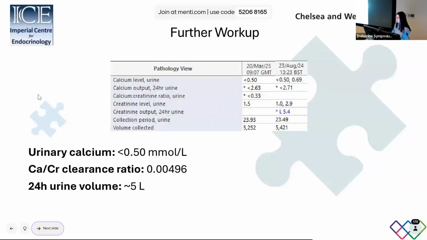We also sent off her urine twice. It shows that her urinary calcium was low on two occasions, less than 0.5, and her calcium creatinine clearance ratio was 0.00496. She was also polyuric at about 5 liters each time, which shows that she was very symptomatic and quite thirsty as well. I hope this gives a little bit of an idea as to where we might be leaning towards.